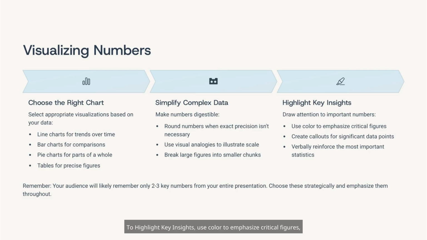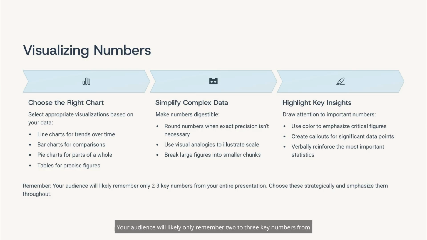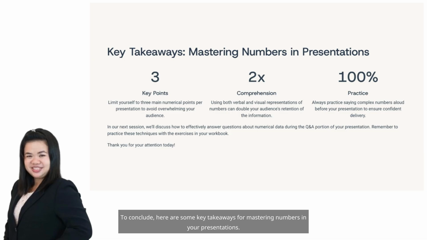To highlight key insights, use color to emphasize critical figures, create callouts for significant data points, and verbally reinforce the most important statistics. Your audience will likely only remember 2 to 3 key numbers from your entire presentation, so choose these strategically and emphasize them throughout. To conclude, here are some key takeaways for mastering numbers in your presentations. First, limit yourself to 3 main numerical points per presentation to avoid overwhelming your audience.